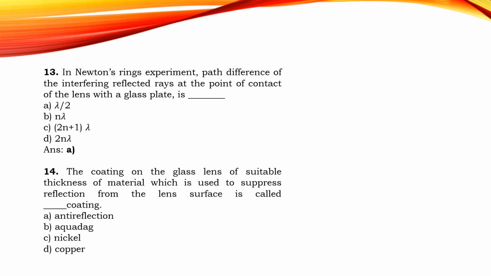Next is the coating of the glass lens of suitable thickness of material which is used to suppress reflection from the lens surface is called dash coating.